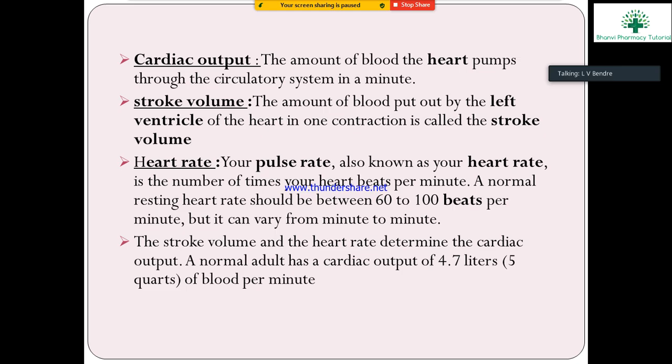The amount of blood that the heart pumps through the circulatory system in 1 minute. Okay. Next, the second one, stroke volume. What is the stroke volume?